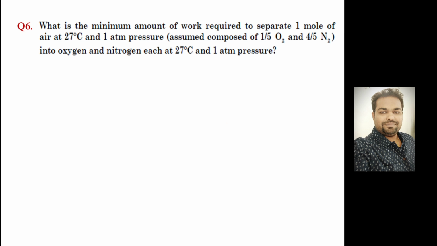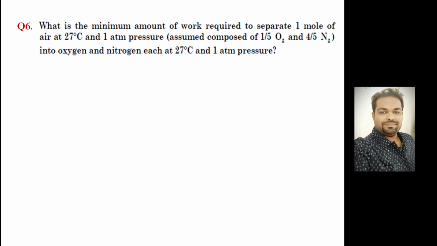If we look at the first problem for today, the sixth problem in the series: what is the minimum amount of work required to separate 1 mole of air at 27 degrees C and 1 atmospheric pressure, assumed composed of 1 by 5th of O2 and 4 by 5th of N2, into oxygen and nitrogen each at 27 degrees C and 1 atmospheric pressure? So it is asking you to find out the work required to separate 1 mole of air into these two constituents, and their corresponding compositions have been given.